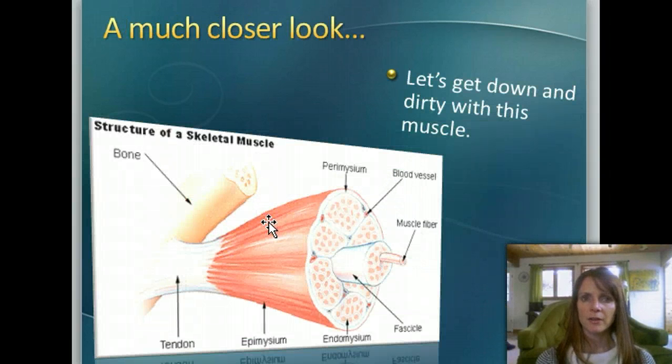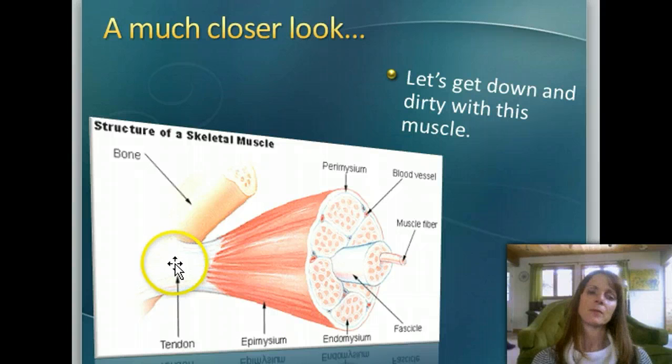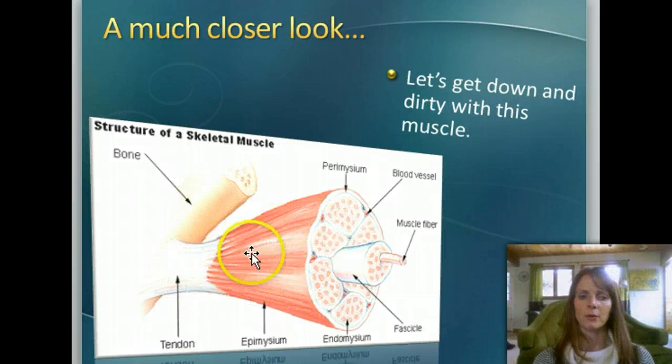A closer look. We're going to take a closer look at this when we get to the muscular system as well, but if you notice this, and sorry this picture is kind of washed out, but this is a tendon here, and this is a bone, and then you have a muscle. So muscles typically are attached to bones by a tendon. And within this muscle, you have muscle fibers that are found in here.